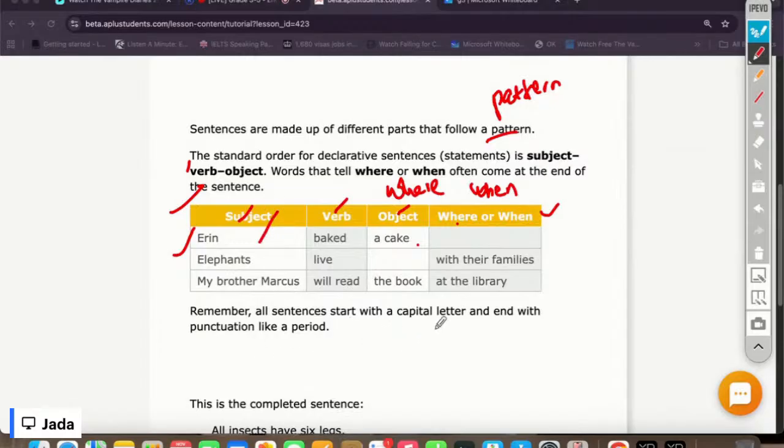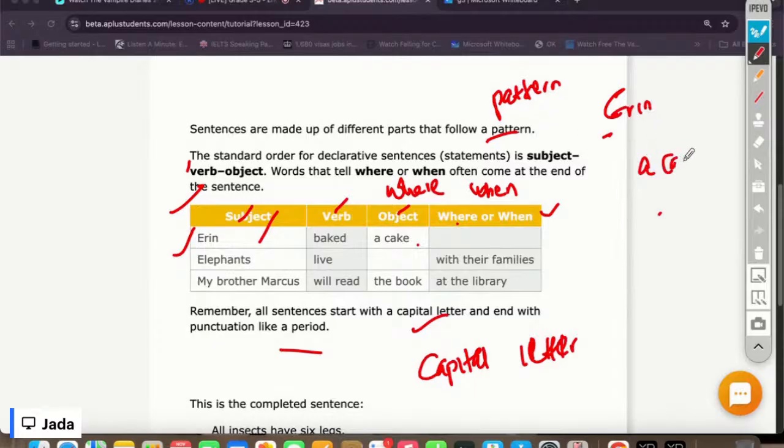So remember, every sentence starts with a capital letter. You have to make sure that all of them start with a capital letter and then end with a punctuation mark like a period. So every sentence ends with a period. You have to take note of that. Start with a big letter and end with the period, just like Erin, which is a big letter, and a cake, which is the end. So you just put your period after the sentence. Okay? All right, let's look at some examples.